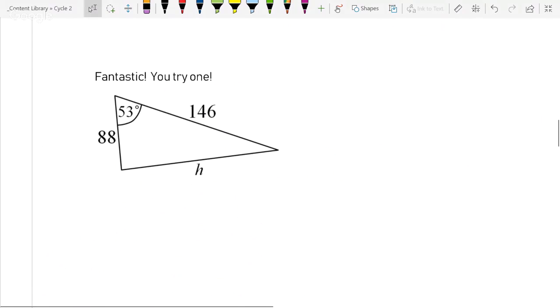Okay, so for this triangle, my time to shine. Look at me shining.